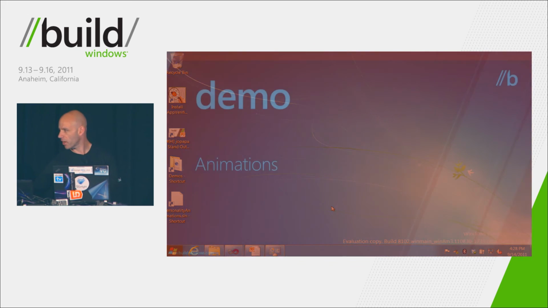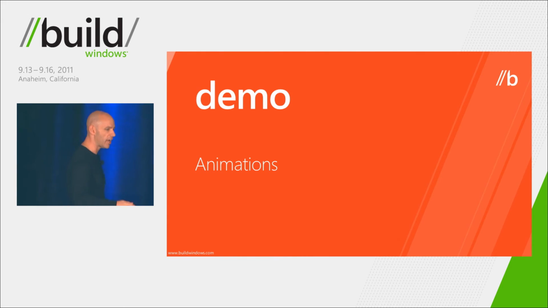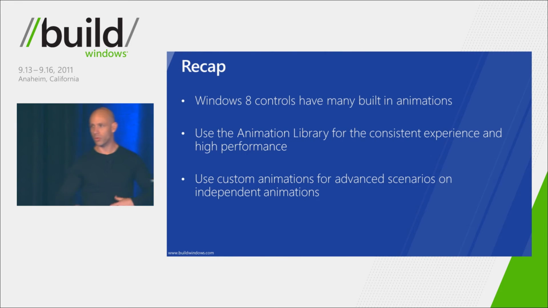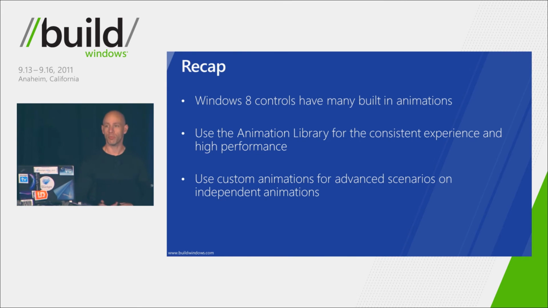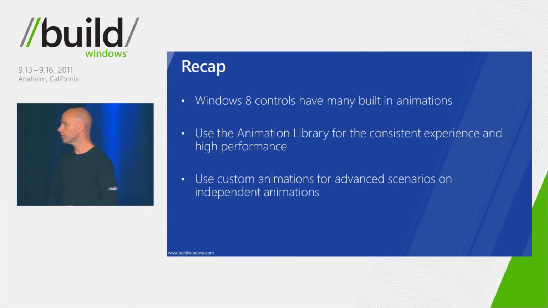Just a couple topics to kind of go over here. I know the animations, there's a lot to go through, but it's really important to understand that you really should be taking advantage of the built-in animations. We talked about what comes out of the box of the controls, like the grid view. Remember, the grid view gives you those animations out of the box. I actually had to forcibly write code to make them go away, which you don't want to do. And then you want to take advantage of the animations library to get that consistent experience in a really highly performant app. And again, you can use custom animations for those independent animations that I mentioned for advanced scenarios.